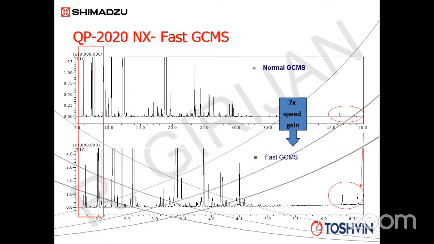Almost 1 hour. 50 minutes, 55 minutes, almost 1 hour. The same sample, when I am analyzing by a fast mode, you can see how much time it has taken. It has taken approximately 7 to 8 minutes, less than 10 minutes. A run which was getting completed in 1 hour in a normal mode, we are able to complete in less than 10 minutes.